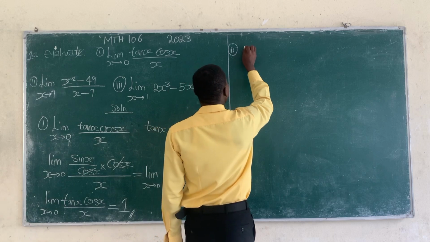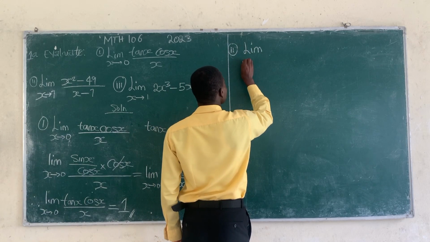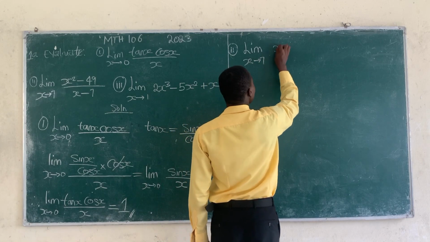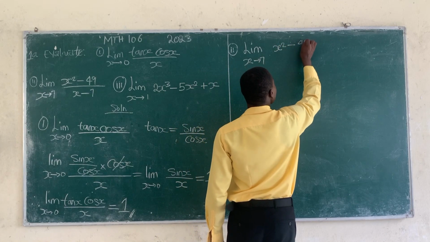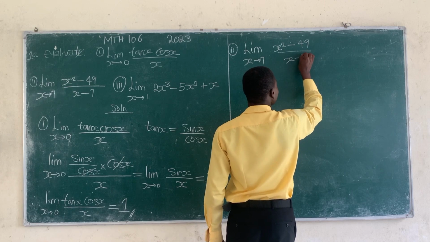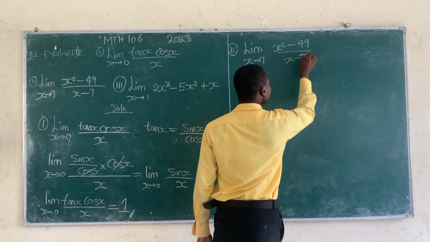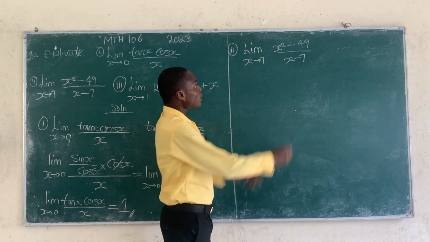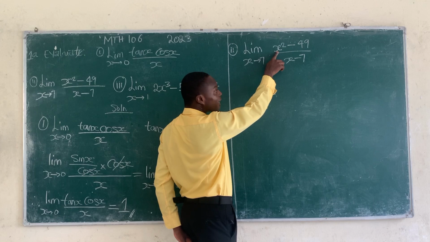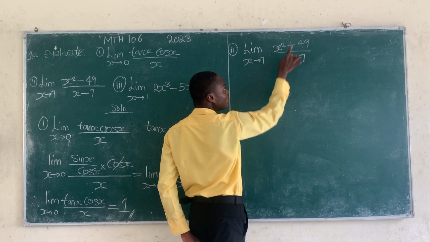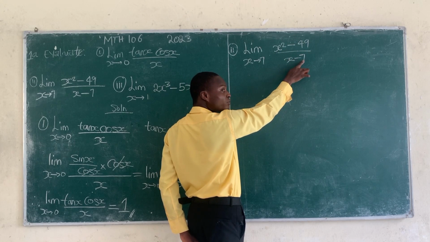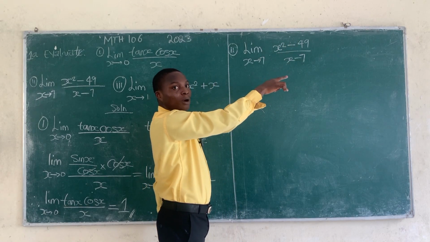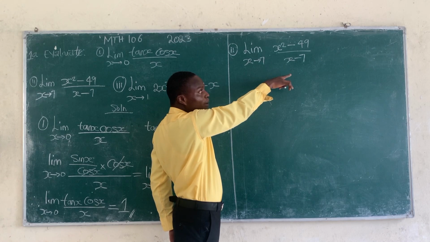We are asked to evaluate the limit as x approaches 7 of x squared minus 49 over x minus 7. Again, if we substitute x equal to 7 here, we are going to have 7 squared, which is 49, minus 49, which gives us 0. And here also 7 minus 7 gives us 0. So we are going to have 0 over 0, which is undefined. Remember, we don't want an indeterminate form in our limit.